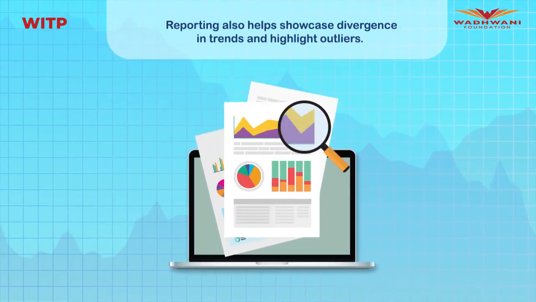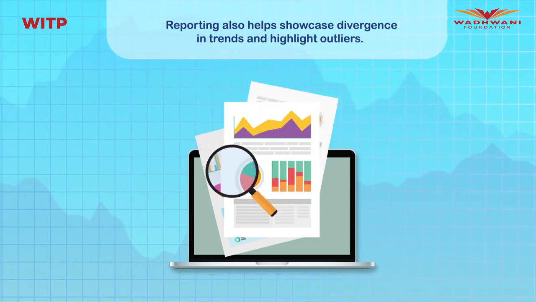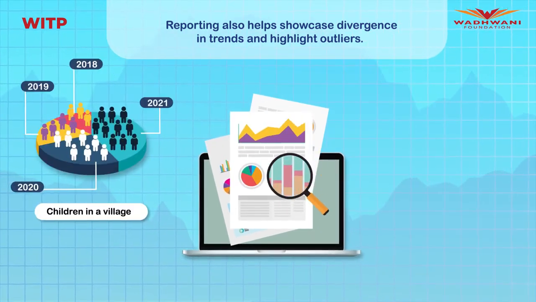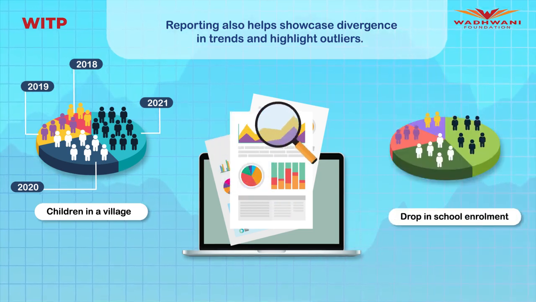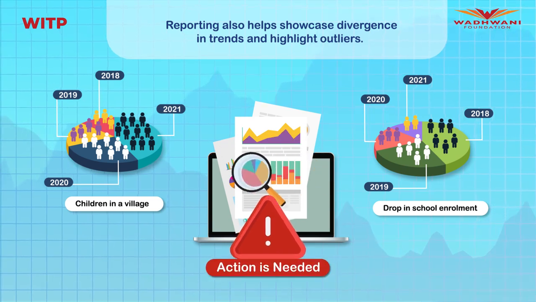Reporting also helps showcase divergence in trends and highlights outliers. For example, if we see growth in the number of children in a village but a drop in school enrollment, that should trigger an alert that action is needed.